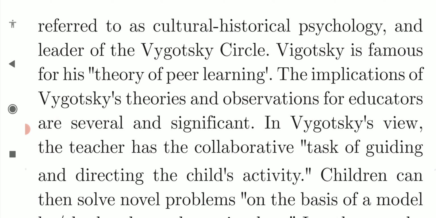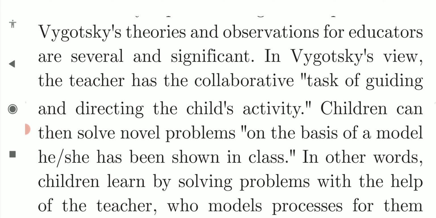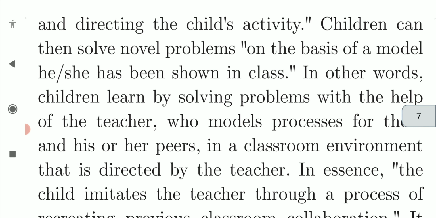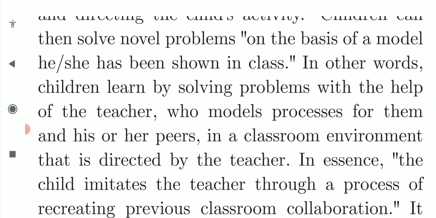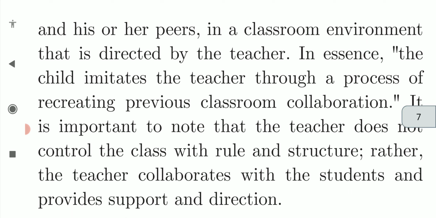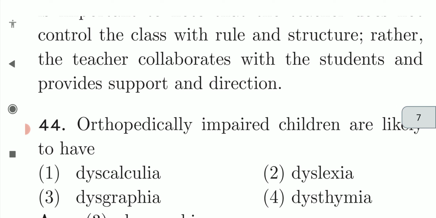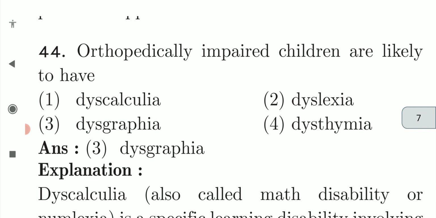In Vygotsky's view, the teacher has a collaborative task of guiding and directing the child's activity. Children can then solve novel problems on the basis of the model he or she has been shown in the class. In other words, children learn by solving problems with the help of the teacher who models the process for them and his or her peers in a classroom environment that is directed by the teacher. In essence, the child imitates the teacher through a process of recreating previous classroom collaboration. It is important to note that the teacher does not control the class with rule and structure. Rather, the teacher collaborates with the students and provides support and direction.